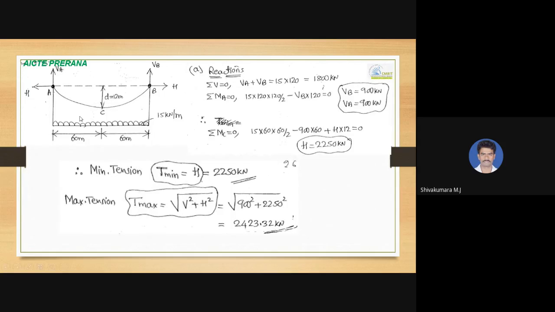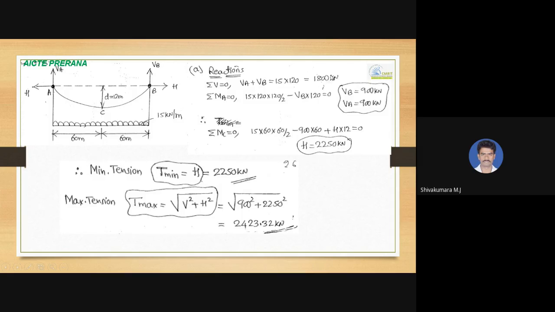This is the diagrammatic representation of the given data in the question. The span of this cable is 120 meter and the dip is 12 meter, and the vertical reaction and horizontal reaction free body diagram is written over here. So for calculation of VA and H, VB and H, we can use the conditions of equilibrium: summation of all vertical forces equal to 0. That means VA and VB towards up minus 15 kilonewton per meter, the intensity, into 120 meter.